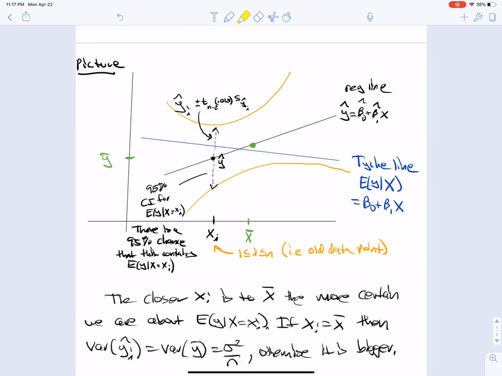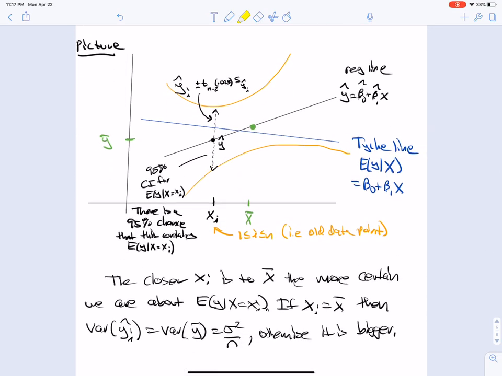So I've made a picture here. And so for xi, so this is one of our original data points, we have here a confidence interval. We have a confidence interval for that point on the Tyche line corresponding to yi. So I should write that here.